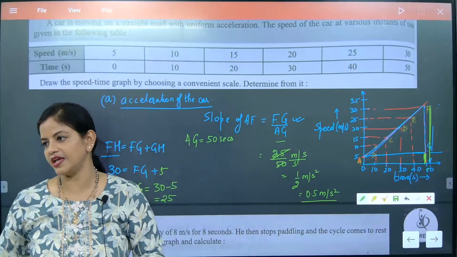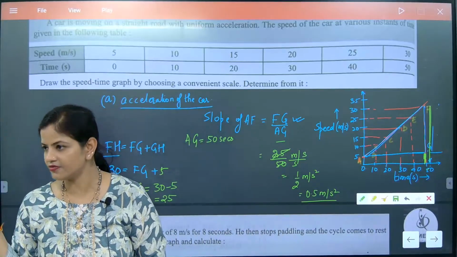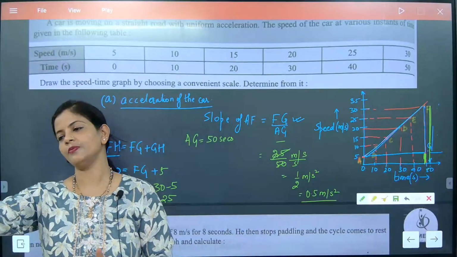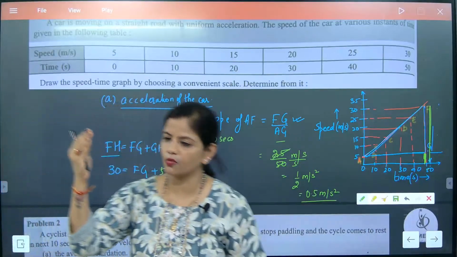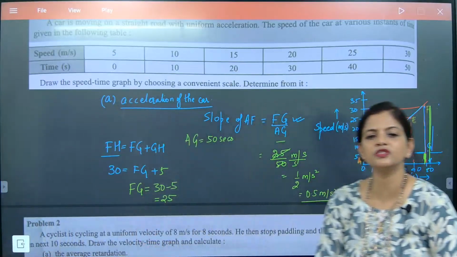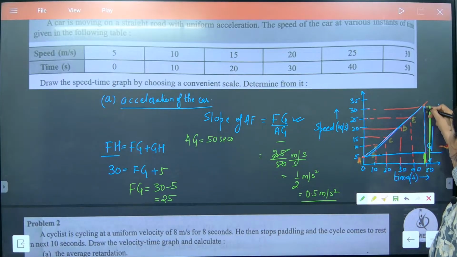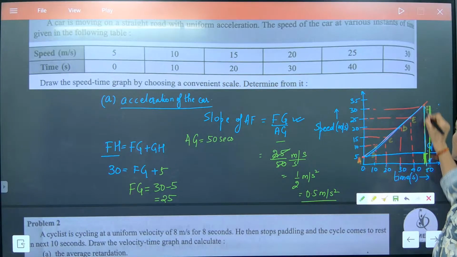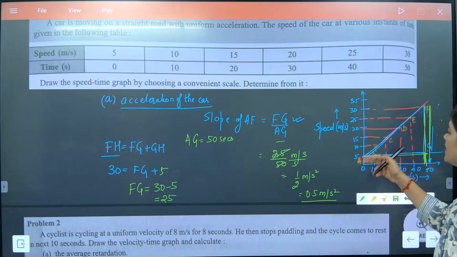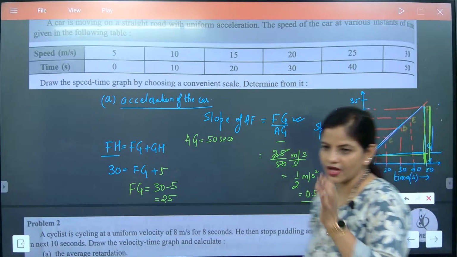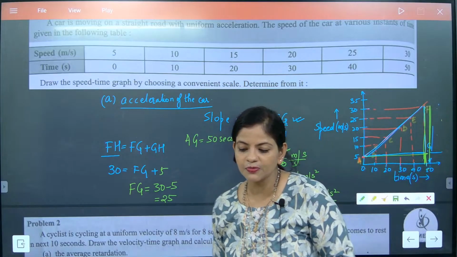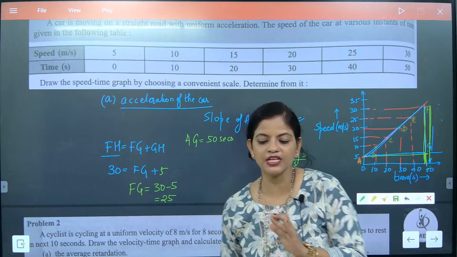Whenever you are seeing an ascending, increasing graph, correct now? So slope means what, beta? Slope, gradient, whatever you check. Acceleration means what? This by this. Understood? The main gradation starts from 0.5. So the starting speed is exactly 5. Starting speed is what? 5.